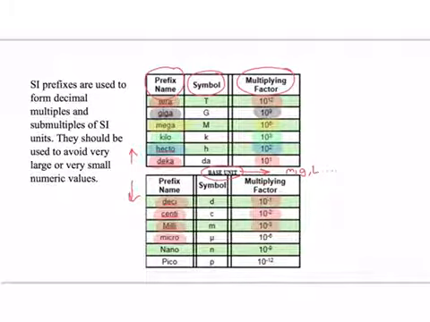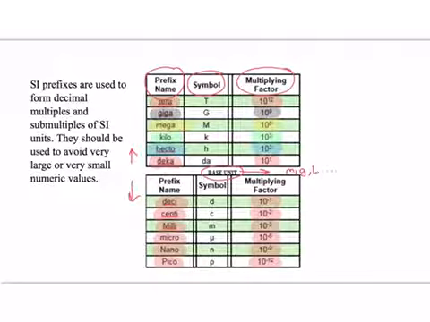Micro, the symbol mu, 10 to the -6. Nano, small n, 10 to the -9. Pico, small p, 10 to the -12. So let's do an example.